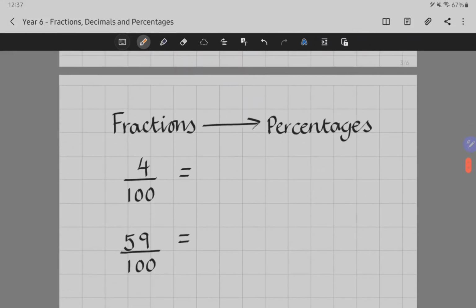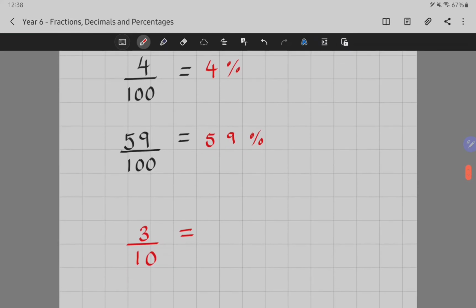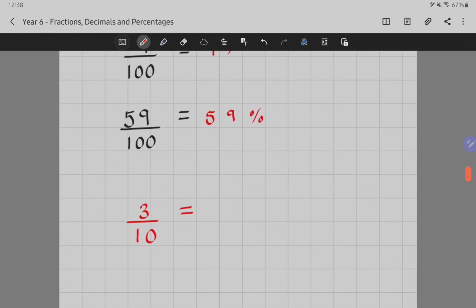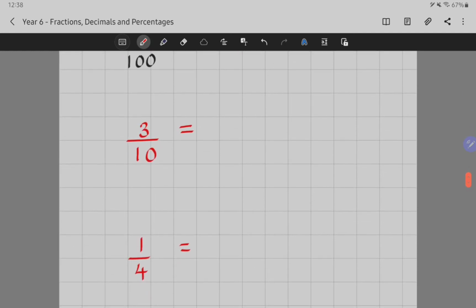Okay then. Fractions to percentages. Okay, so we already looked at percentages to fractions. That was nice and easy. Okay, it's nice and easy as long as there's a 100 at the bottom. So 4 hundredths is the same as 4%. 59 hundredths is the same as 59%. Nice and straightforward. But what about when we haven't got 100 as the denominator? What am I going to do then? What do you think I could do?